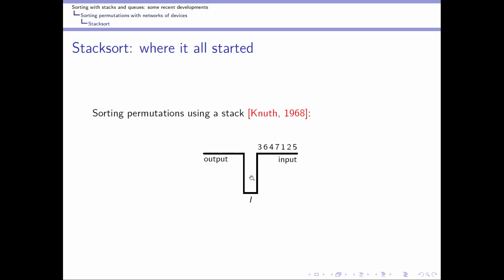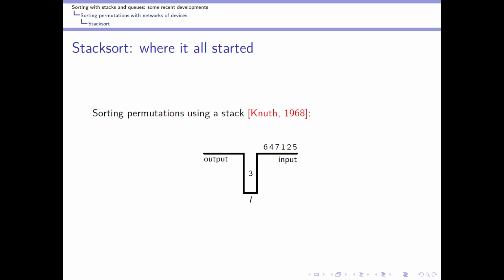There are two possible operations that we can perform. Either we can push the current element of the input into the stack, or we can pop the stack and put the top of the stack into the first available slot in the output. So for instance, we can consider this permutation here, and the first thing that we can do, of course, is just to push the 3 into the stack.